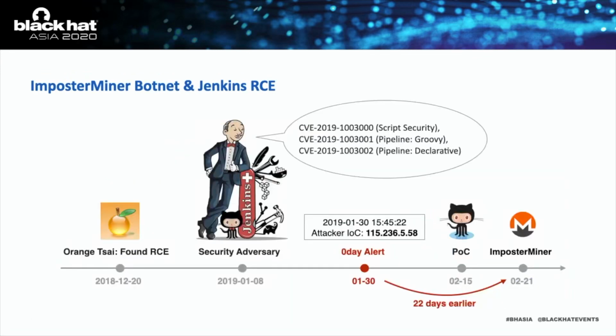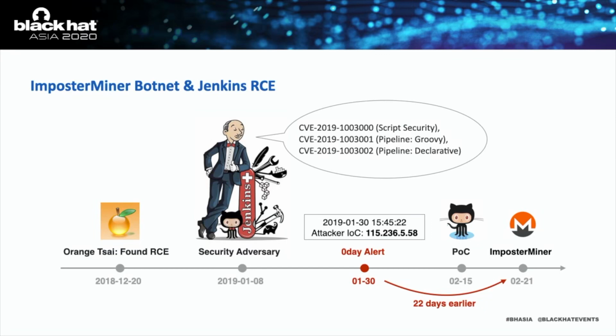Here is the timeline of Imposter Miner botnet with Jenkins RCE. In December 2018, the security researcher Orange posted a short message in Twitter, said he had found a Jenkins RCE, but no vulnerability details were published. Then, in January, Jenkins officially claimed 3 CVE vulnerabilities, but the details were still unknown. Later, on the 13th of January, our zero-day monitoring captured the first exploitation with complete attack payload.